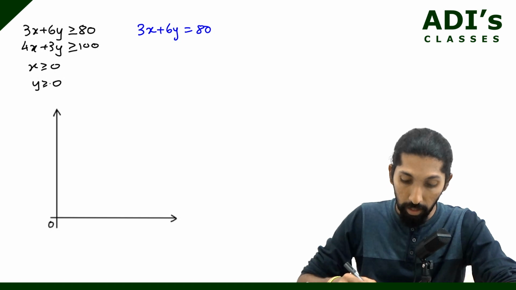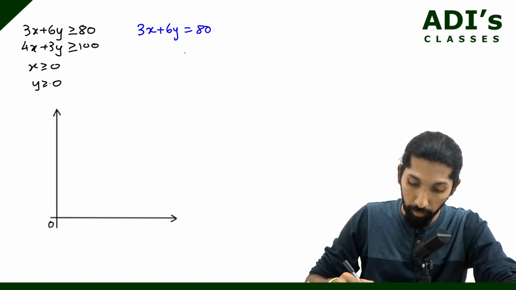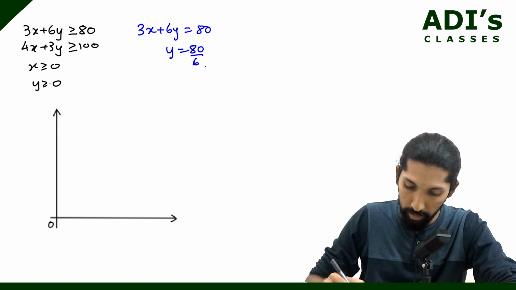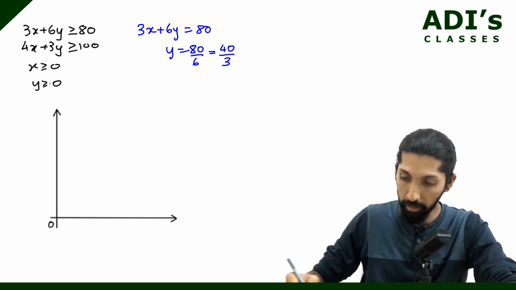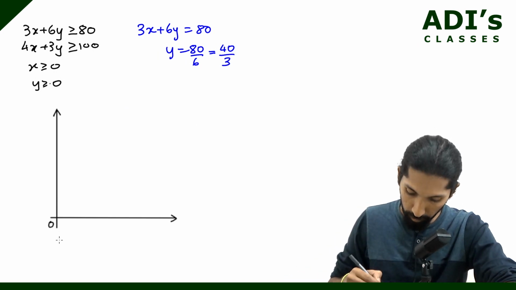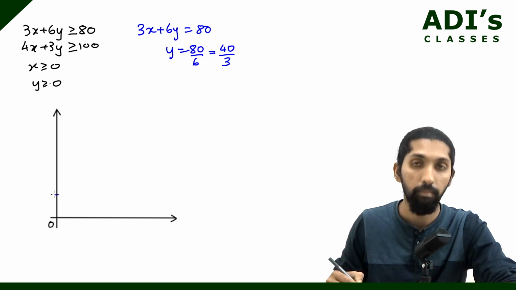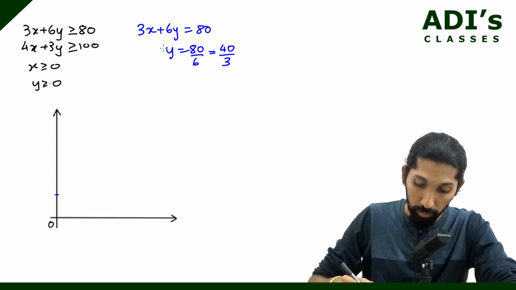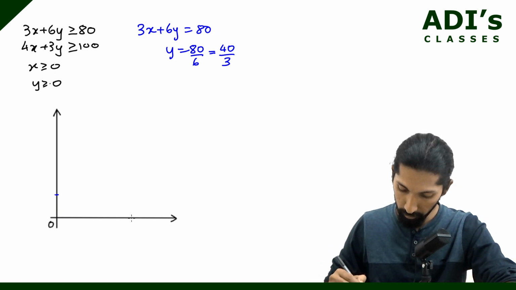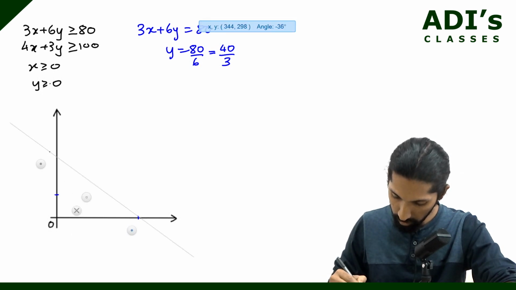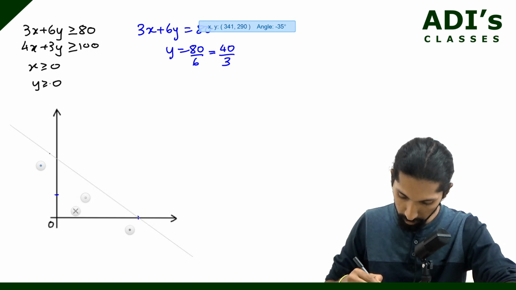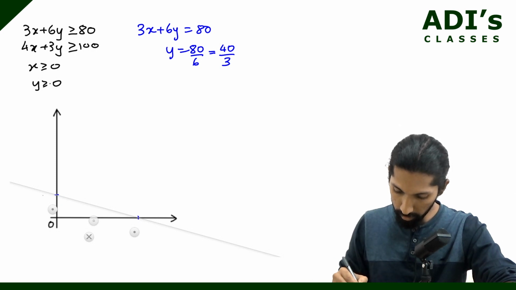Now when x is 0, we are going to get y is equal to 80 by 6, which is not divisible, right? Which is nothing but 40 divided by 3. So the first point is going to be 0, 40 by 3, somewhere over here. The next one, if y is 0, then x is 80 by 3, somewhere over here. So one point comes here, one more point comes here. Join them. This is going to be the first line.